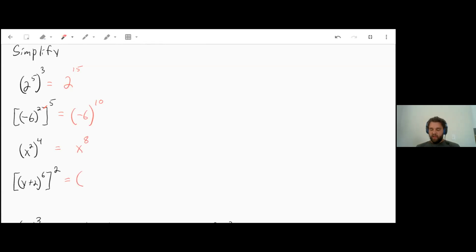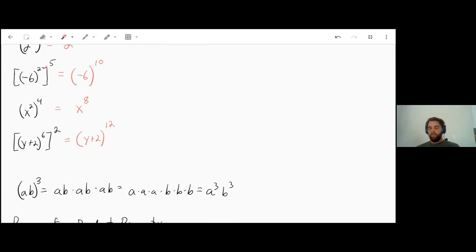Or this last one, we have y plus 2 to the power of 6 to the power of 2. 6 times 2 will give us a 12. And that's all the more we can do to simplify that.